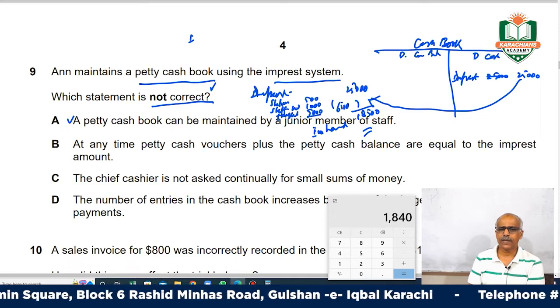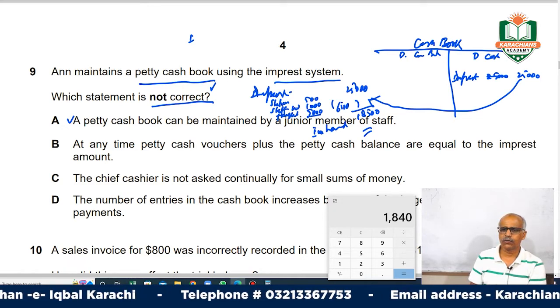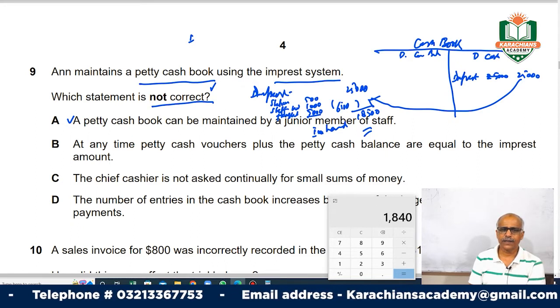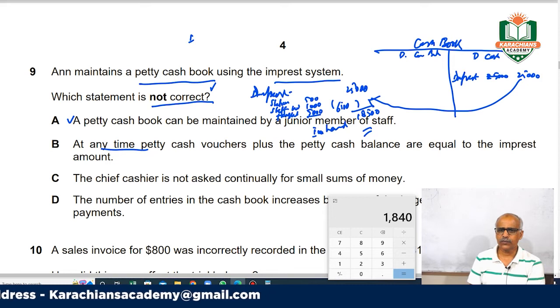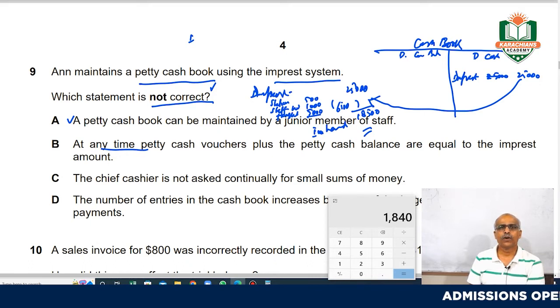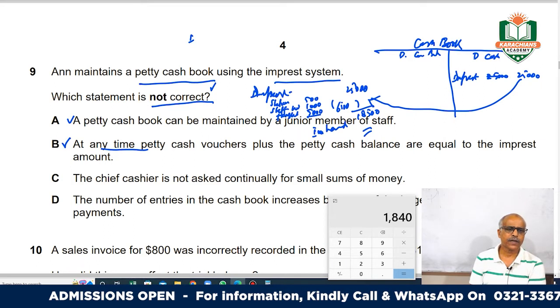Petty cash vouchers plus the petty cash balance are equal to the imprest amount at any point of time, right? This I explained to you. If at this point of time you have an 18,500 balance and 6,500 of vouchers which you have paid, and you add them, this will always be equal to the imprest. So this is also correct.